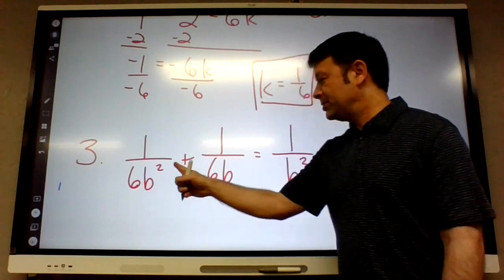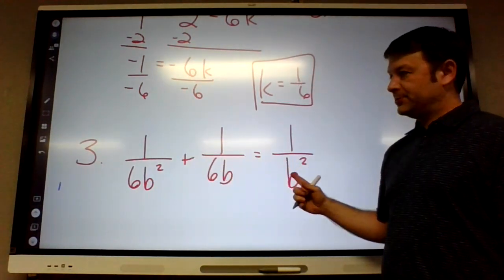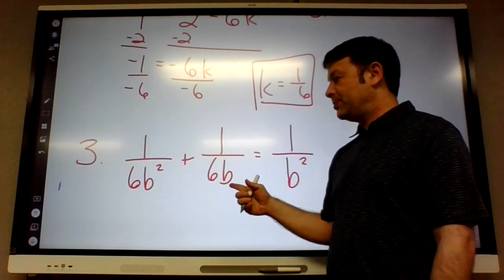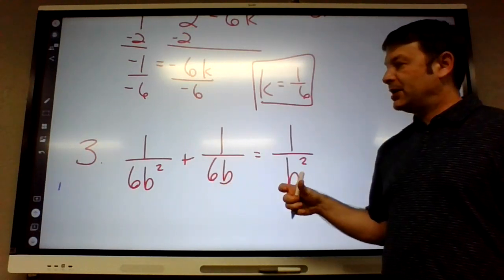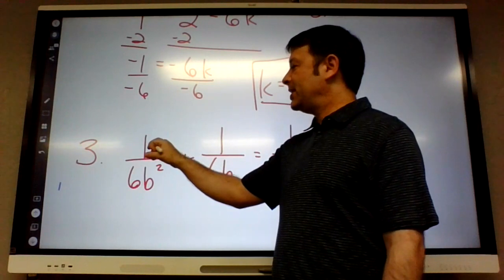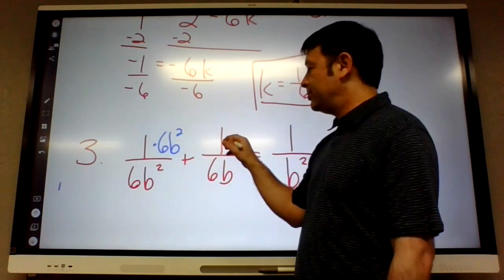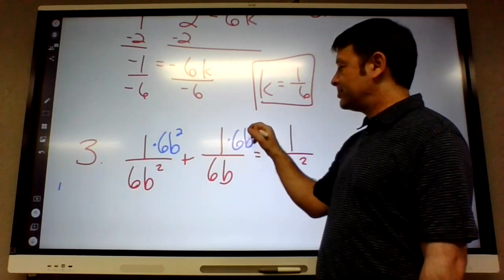So, what do all of these denominators go into? 6b. Right, 6 and 6 go into 6, b squared and b both go into b squared. So the common denominator is 6b squared. I'm not changing the denominators, I'm actually trying to get rid of them by multiplying all the numerators by 6b squared.